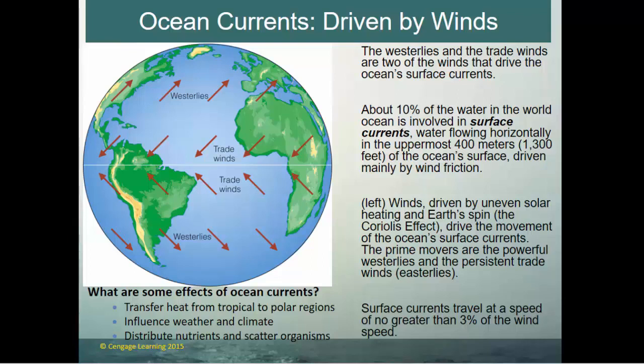Surface currents travel at a speed no greater than about 3% of the wind speed. So if you have winds moving at 100 miles per hour over the ocean, the surface currents only move at about 3 miles per hour. So the wind really has to be lots and lots of persistent wind to create these surface currents. What are the effects of those ocean currents? They transfer heat from the tropics to the polar regions, they influence weather and climate, and they also distribute nutrients and scatter organisms around the globe.